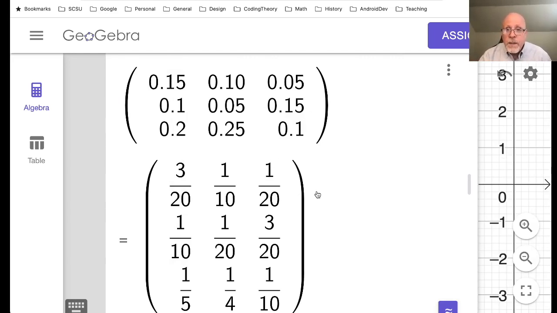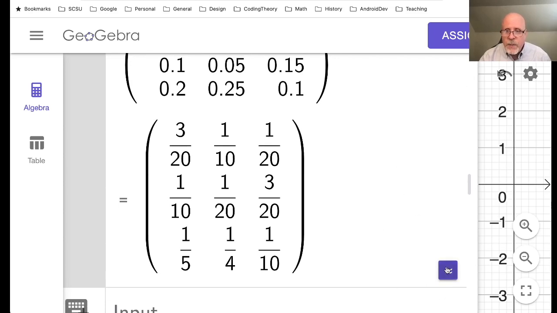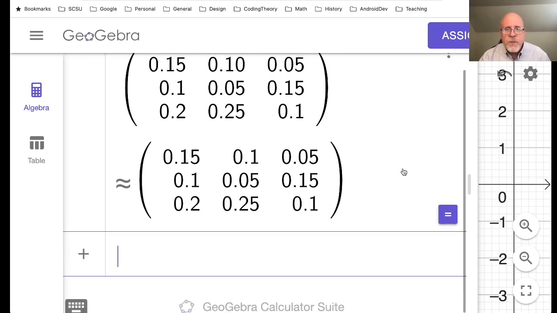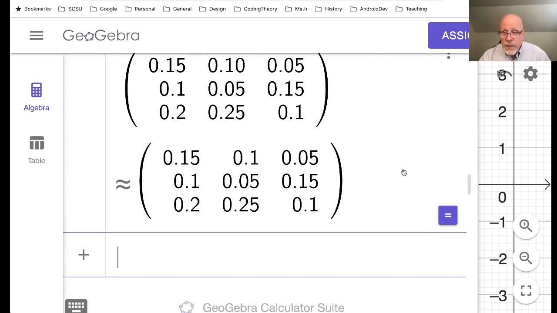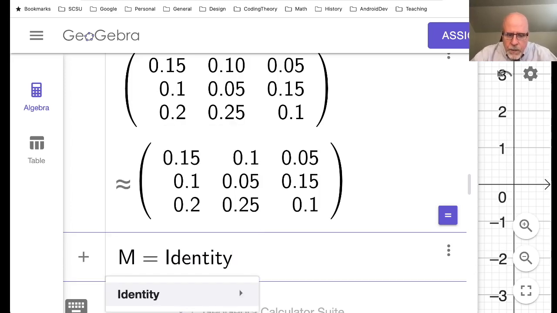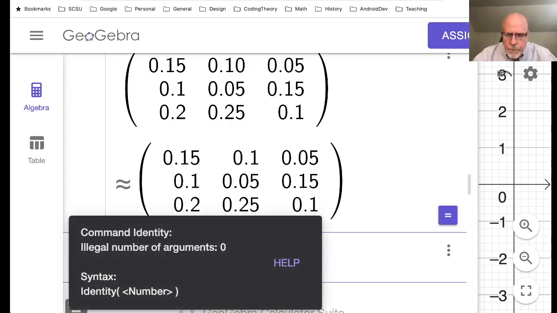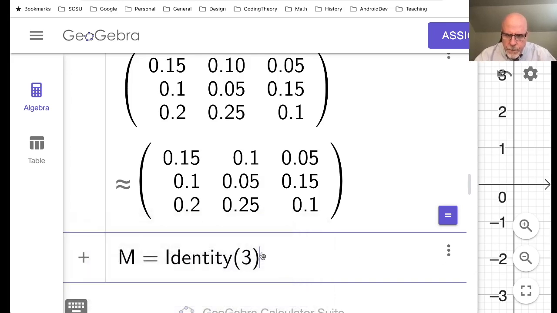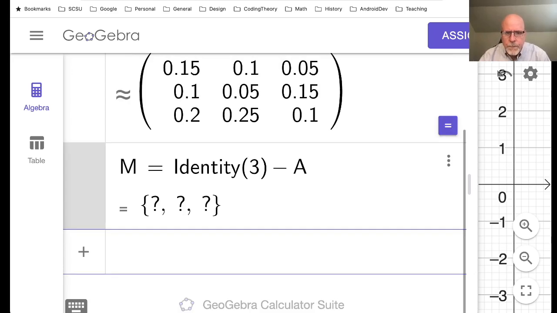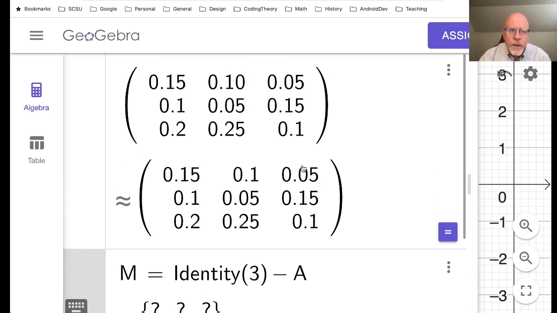All right, again, it's written it as all in fractions now, but we can get back to the decimal approximation if we like. The matrix that we need the inverse for is an identity minus this thing. So let's call that M like we did before. I'm going to take an identity matrix of size 3, and I'm going to subtract the matrix A from it. Oh, that's because I never named this thing.